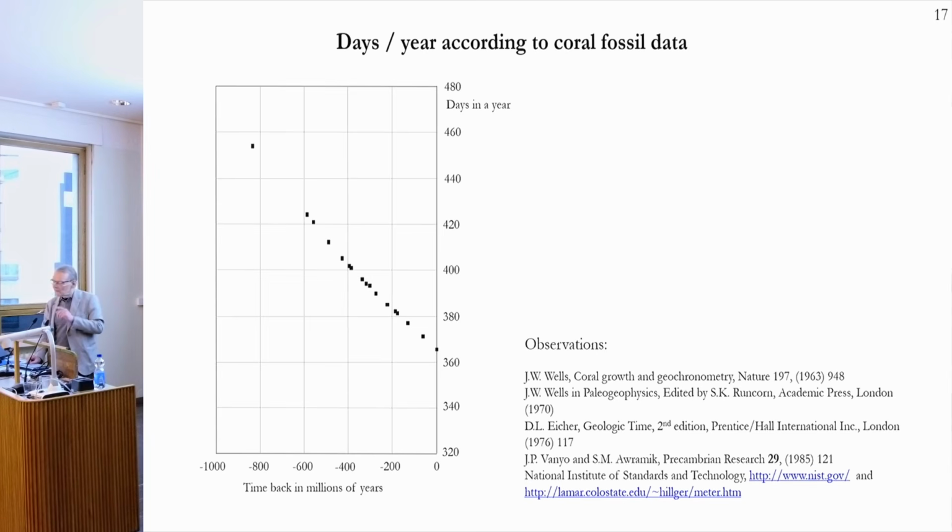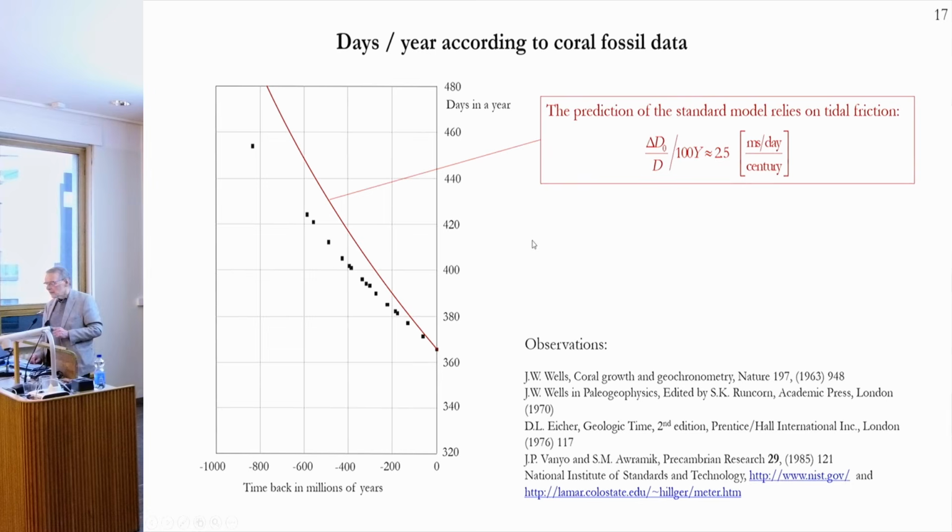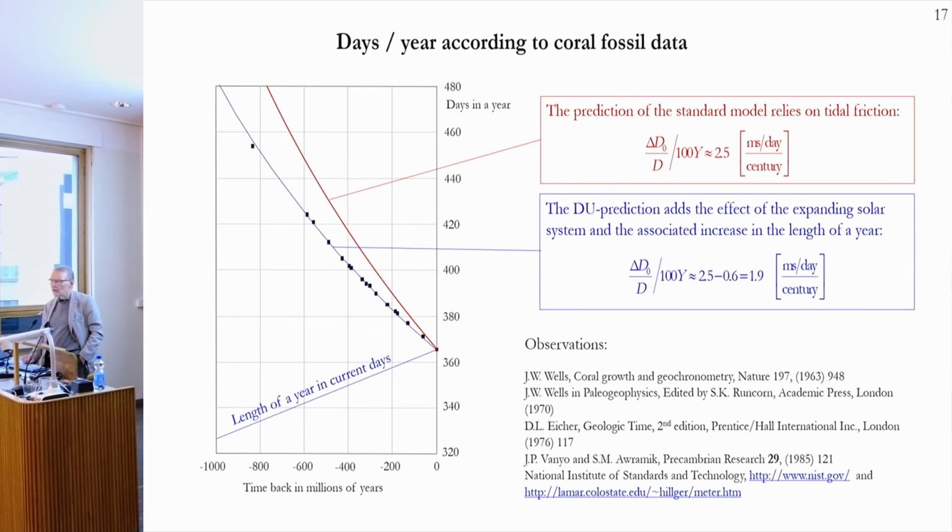These are the fantastic samples. The black vertical line here is the time going backwards 800 million years. And that's the number of days in a year. The tidal friction prediction gives this kind of curve. When we add the effect of the lengthening of a year, we come exactly to the samples.